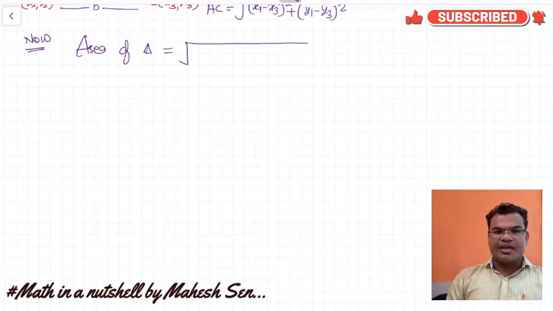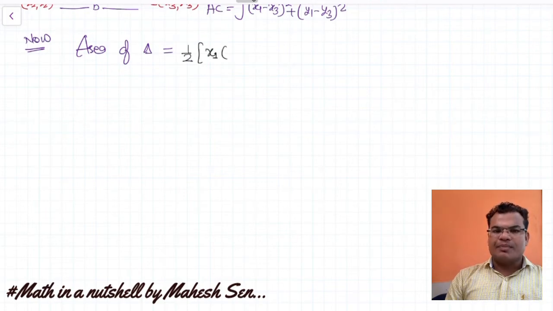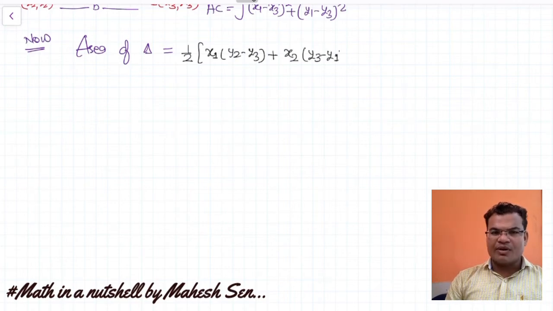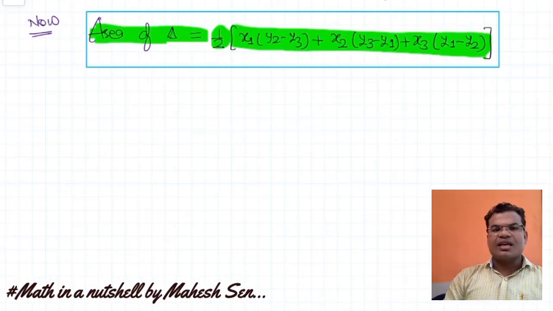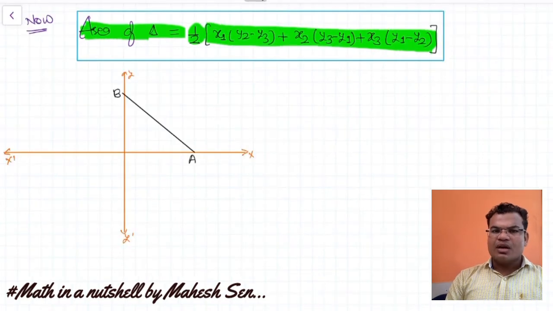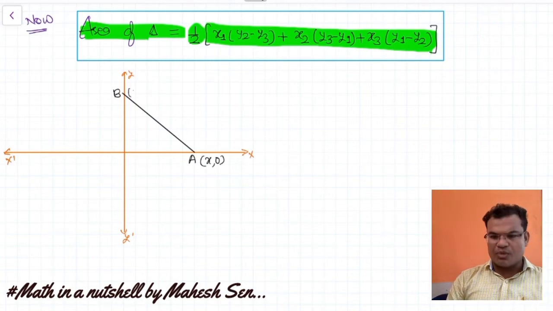So what is it? The area of the triangle in our coordinate geometry in general is 1 by 2 times x1 (y2 minus y3), you will learn this formula, I am just doing the derivation of this, plus x2 (y3 minus y1) plus x3 (y1 minus y2), in cyclic order like 1 2 3, 2 3 1. This is the formula. We have derived this formula; we will prove it by Heron's formula.